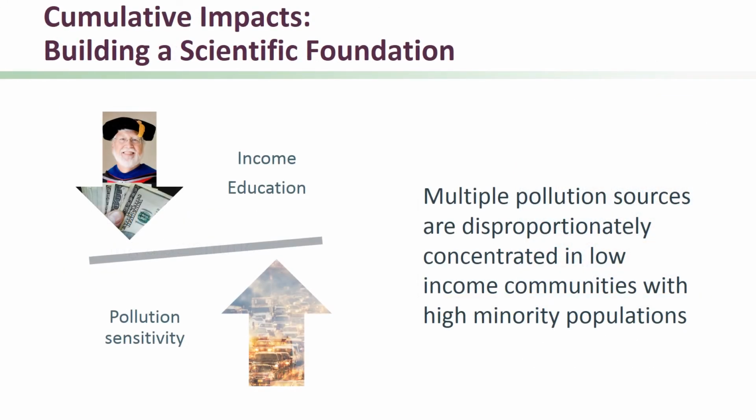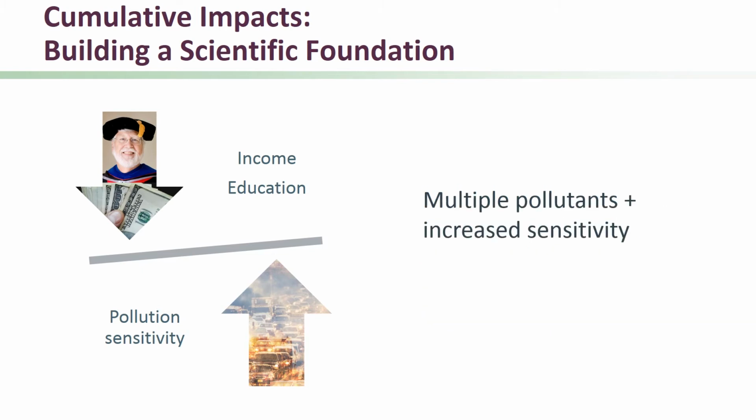The report summarized numerous studies which showed that multiple pollution sources are disproportionately concentrated in low-income communities with high minority populations. It also reviewed studies showing that some communities with low income or low educational attainment have an increased sensitivity to pollution, and that this combination of multiple pollutants and increased sensitivity can result in higher cumulative pollution impacts.